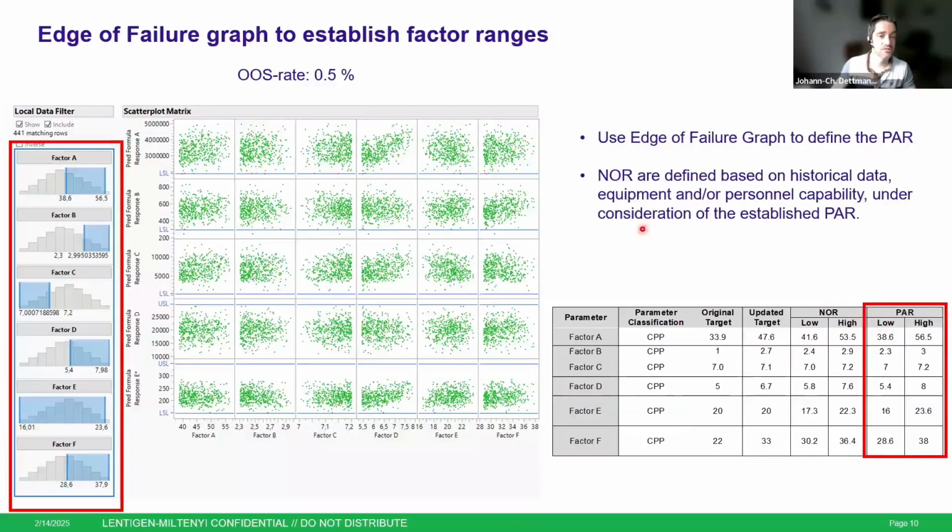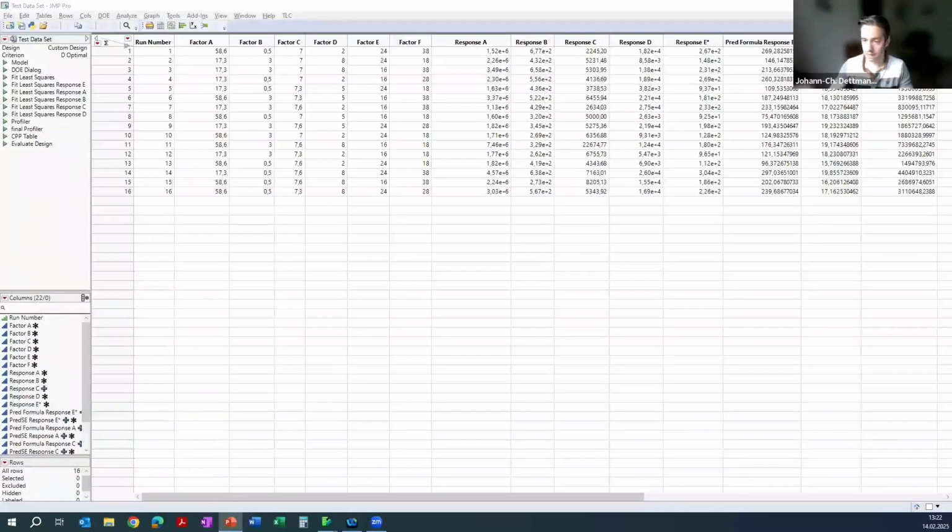We also define our normal operating range, which is based on historical data, equipment and personnel capability, also under consideration of the established proven acceptable ranges, meaning that these NOR limits normally should be tighter than the PARs. Okay, this was my presentation part. I will now shift this and start my presentation in JMP.